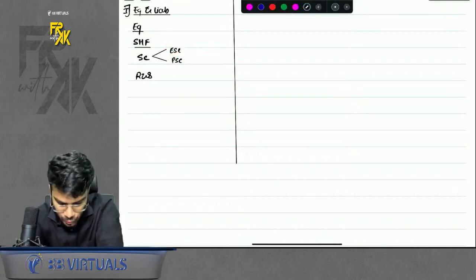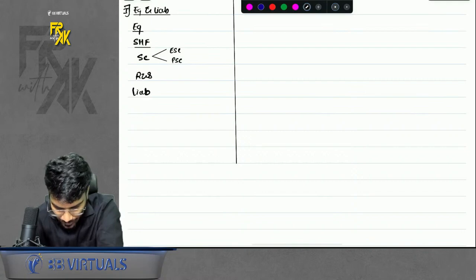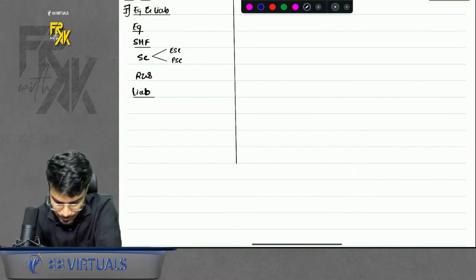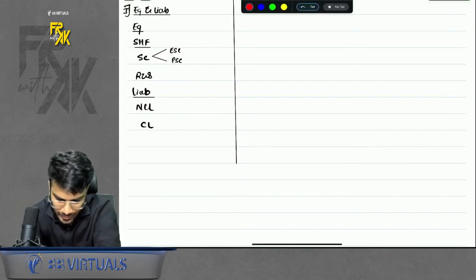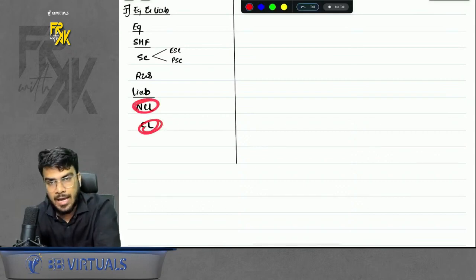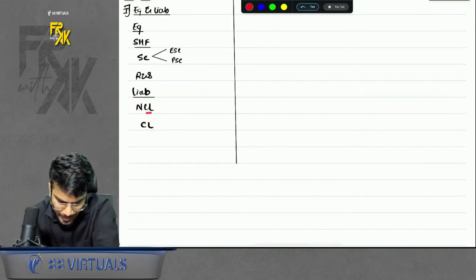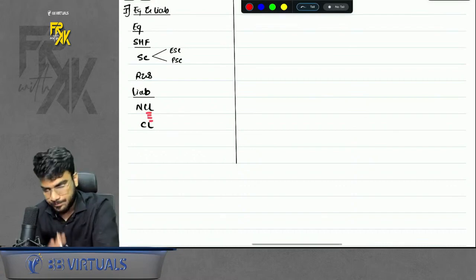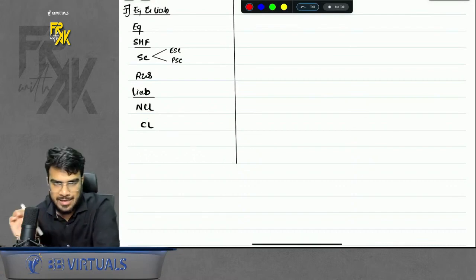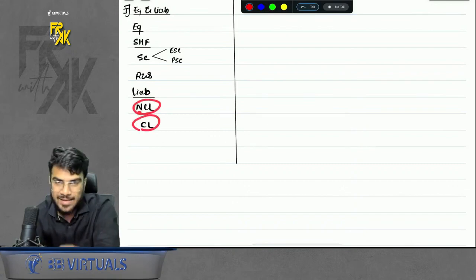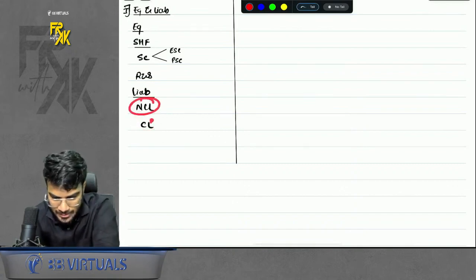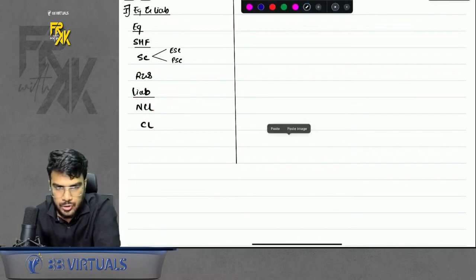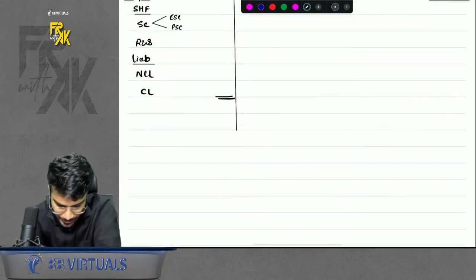Yes. Then we used to write down liabilities. Liabilities used to have two categories. One is non-current liability, the other one is current liability, right? There used to be many headings under non-current liability as well, but currently we are not discussing that. Currently we just need to know the basic overview format of the balance sheet, right? So we used to have non-current liabilities, current liabilities, done. Then we used to get the total of equity and liability.